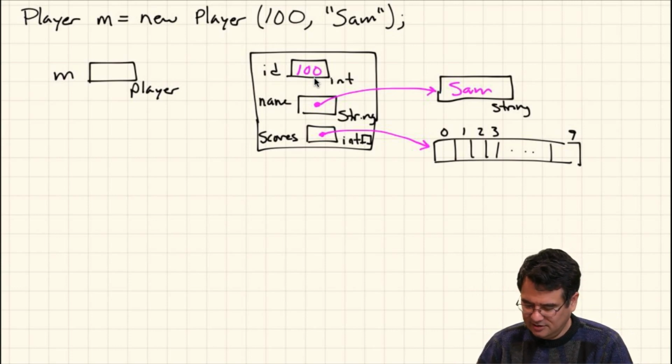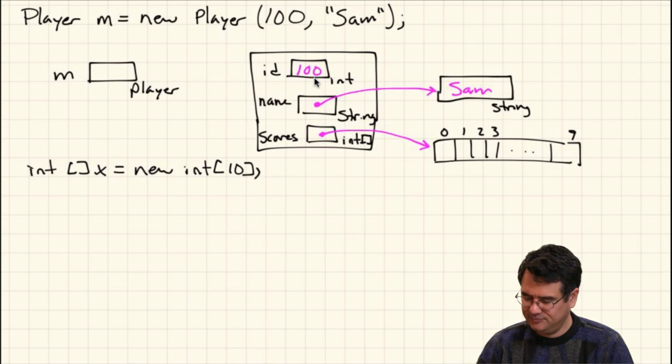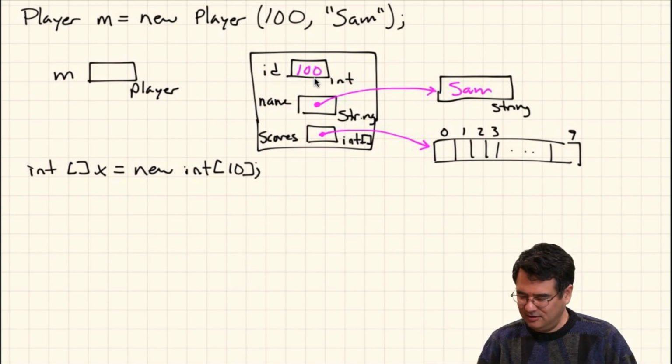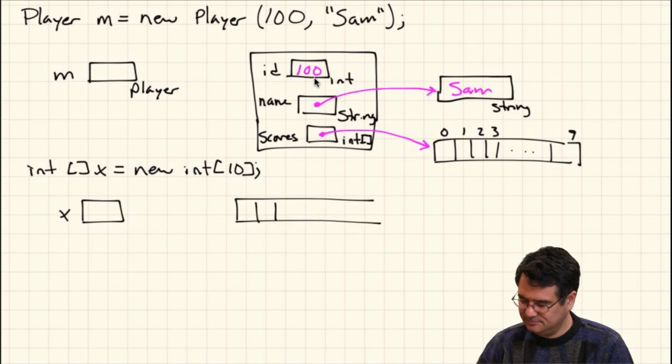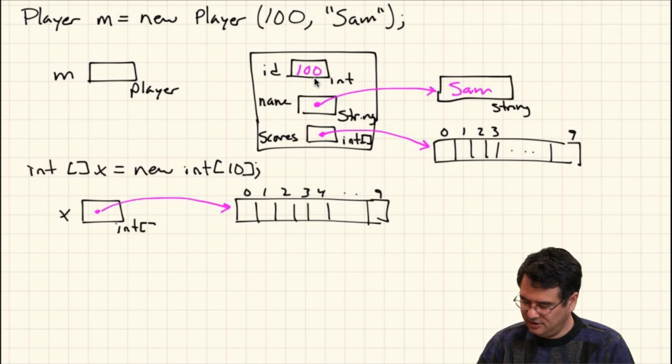Because what if we have something like integer array x equals new integer array 10. Okay, so this is something outside of the player, right? I'm not indicating here this is part of the player. Just another example here. So I've got a box called x, and then somewhere else I've got 10 boxes, 0, 1, 2, 3, 4, all the way up to 9. And this is of type integer array.